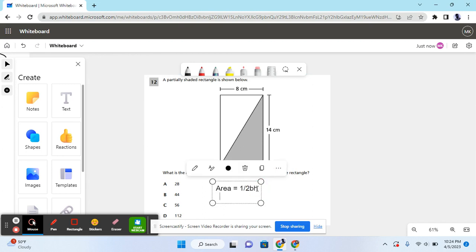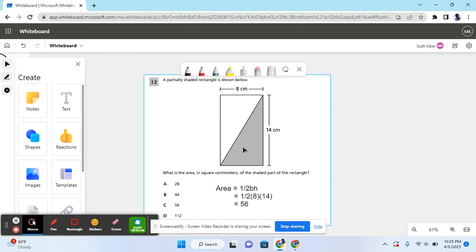Now we have to use that for this. So let's just plug everything in. We have 1/2. The base is 8, and the height is 14. When we multiply all of that together, you get 56. Meaning that the area in square centimeters of the shaded part of the triangle is 56 square centimeters, which is answer choice C.